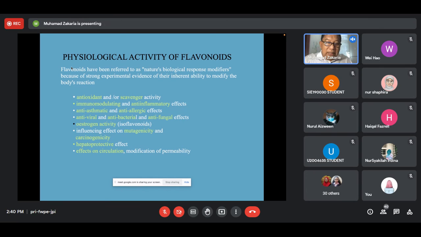So the other effect is immunomodulating, which I have already explained to you, as well as anti-inflammatory effect, which I will describe later. Anti-asthmatic, anti-allergic effect, antiviral, antibacterial, antifungal effect. And some flavonoids, especially the flavone or isoflavonoid here, have estrogen activity.